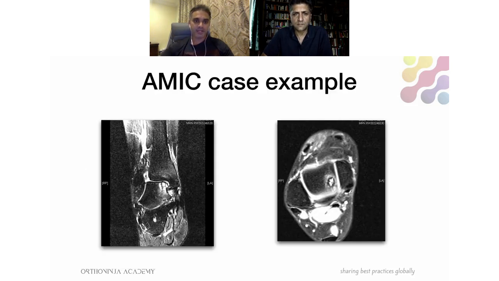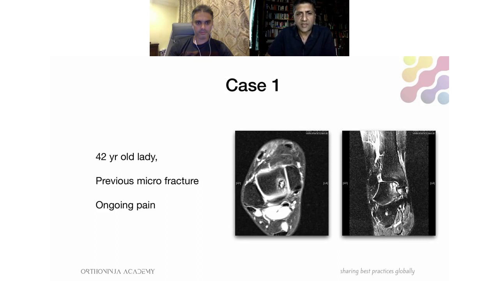So here is an example. I'm going to hand over to Amer to discuss a case. Once we've had a look at this case, we're going to go through the procedure steps on how to actually perform an AMIC. Amer, over to you. Okay, so what we're going to do in this case is look at the radiology and go through the case history. And then I'm going to ask Raheel to tell us what his thought processes are and how he's going to go about managing this patient.